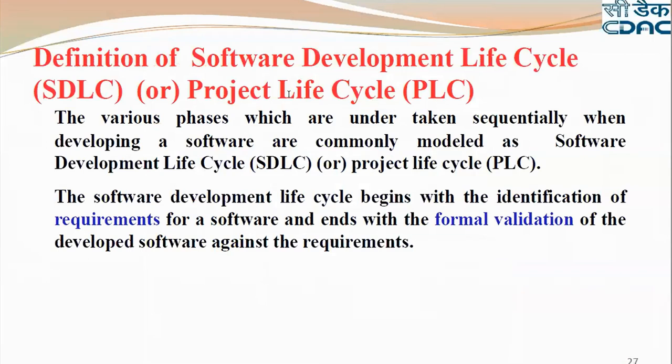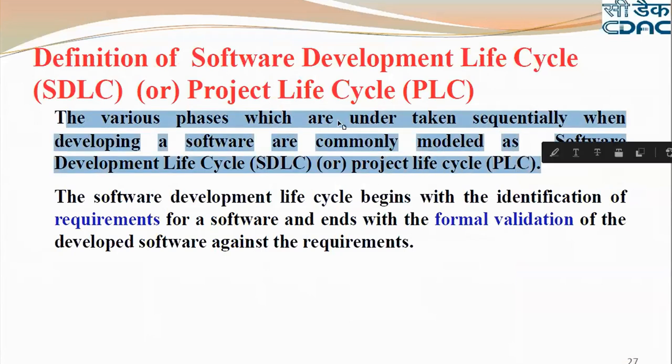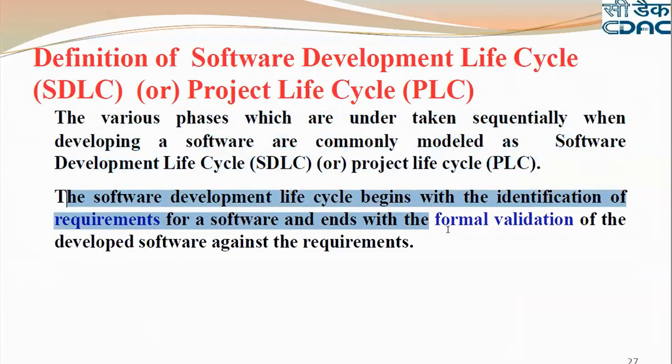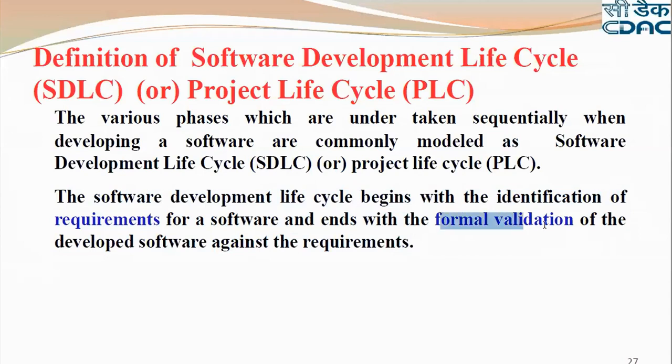Project lifecycle, we saw that initially. The various phases which are undertaken sequentially when developing a software are commonly termed as SDLC. In the previous slide you saw 5 categories broadly, or you can even tell all the 15 types if you can remember. But no need to take much time to answer this. The software development lifecycle begins with the identification of the requirement for software and ends with the formal validation of the developers. You should know which is the beginning and ending, but many things can start simultaneously.